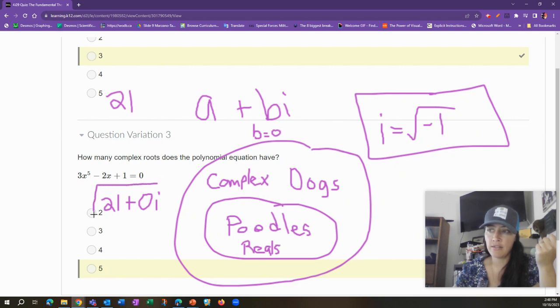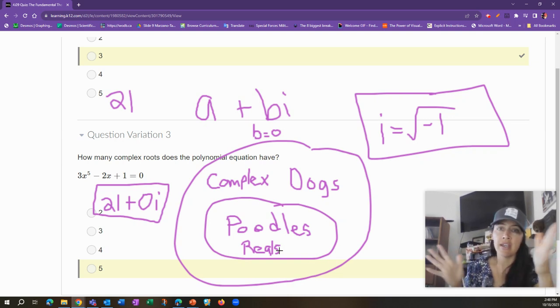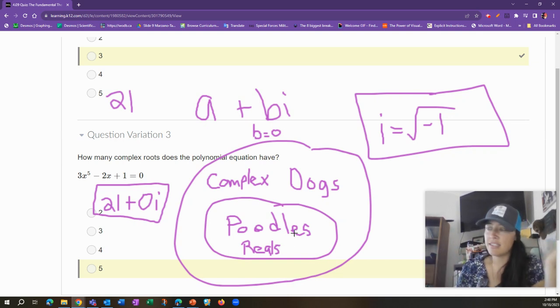That's why it is considered a subset, right? Poodles are still dogs, right? No matter if it's a tiny poodle or a big poodle or a labradoodle, it's still a dog. Same thing here. So the real numbers are still complex numbers. They're just where i has a 0 for a coefficient. So that's what's happening here for the fundamental theorem of algebra.